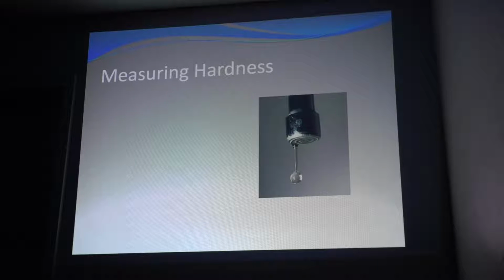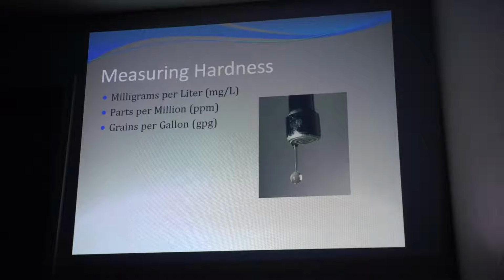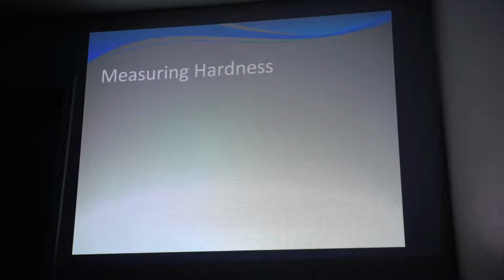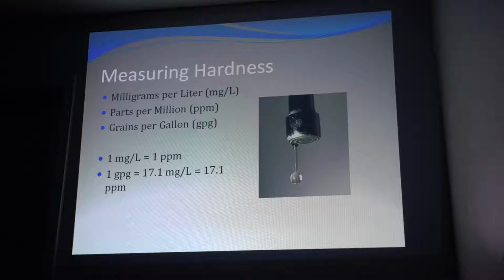Yep, measuring hardness. You might hear people refer to it as, my hardness is so many milligrams per liter. Some people refer to it as parts per million. It can also be referred to as grains per gallon. And the thing to remember is 1 grain per gallon equals 17.1 milligrams per liter, and the same 17.1 parts per million. Milligrams per liter and parts per million are the exact same thing.